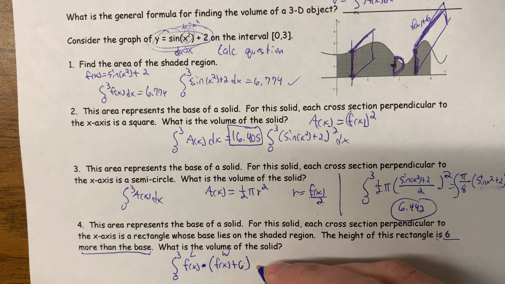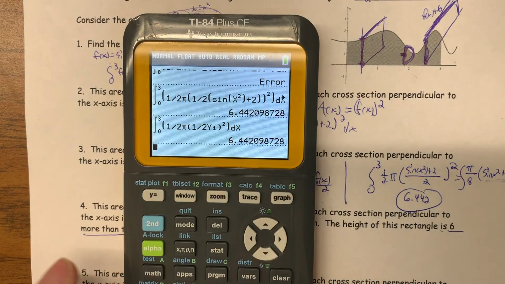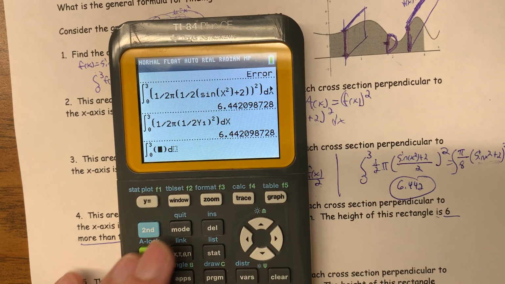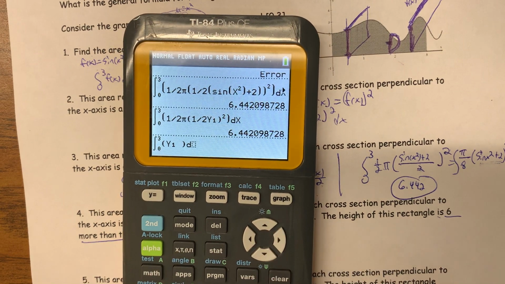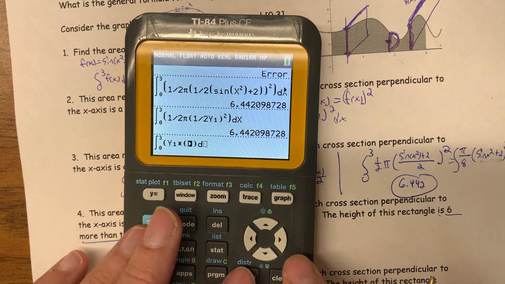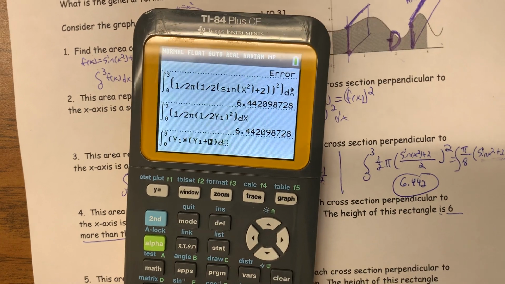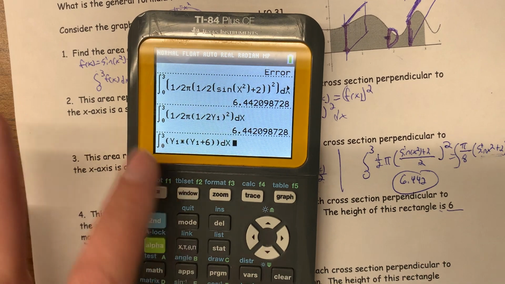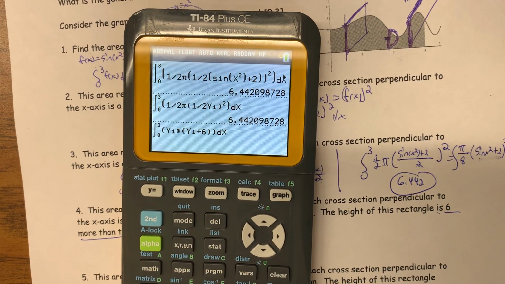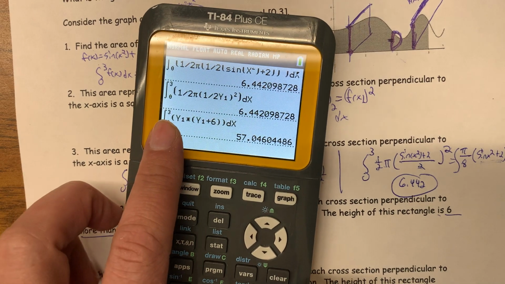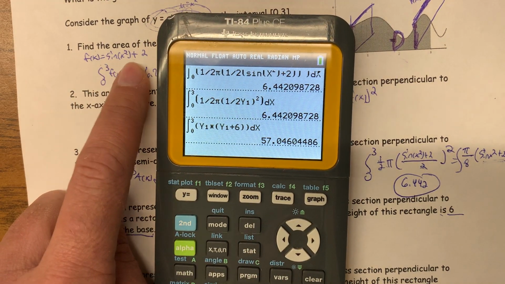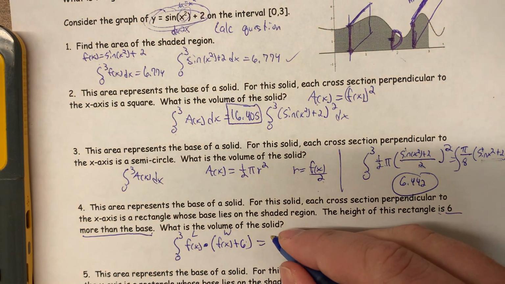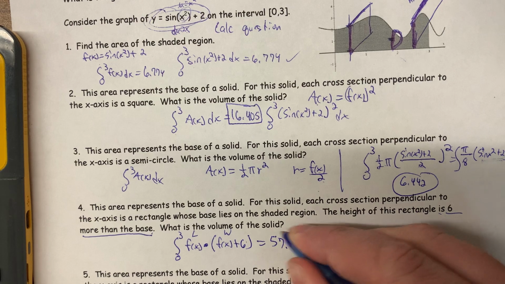And so I'm just going to do this in a calculator. So math 9, integral from 0 to 3 of y1 times, I'm going to type in y1 plus 6. And that y1 plus 6 needs to be in parentheses so that it actually distributes. I also could have, for y1, typed out sine of x squared plus 2, but again, it's going to get really ugly with the parentheses to make sure it's right. So this is 57.046, okay?